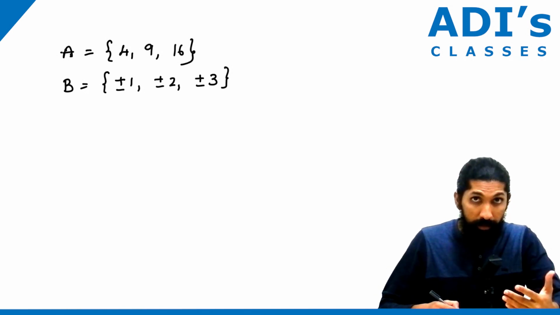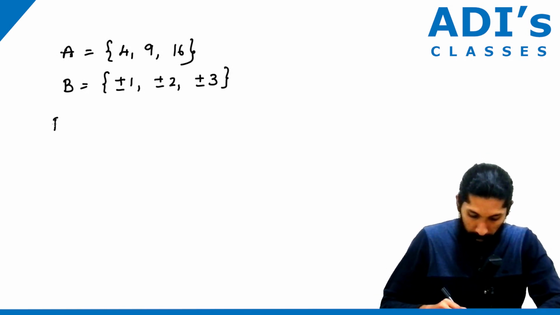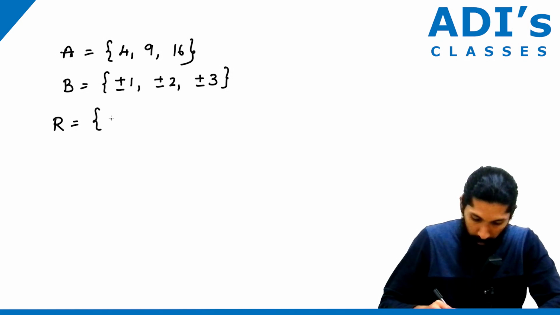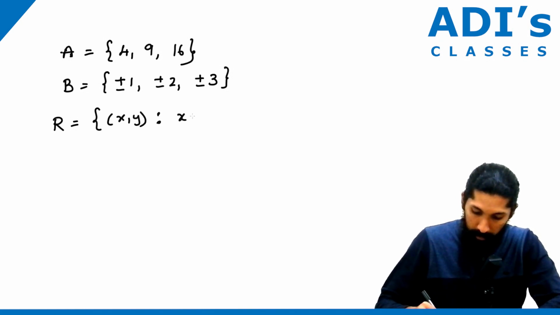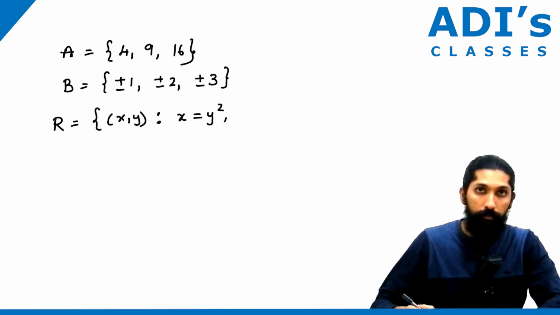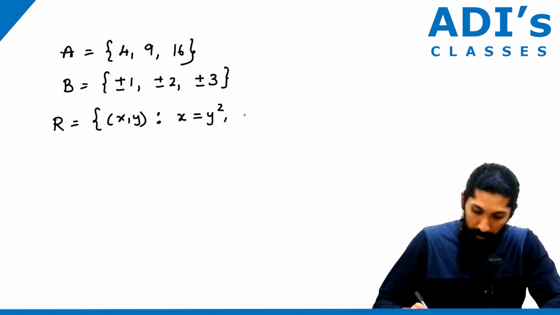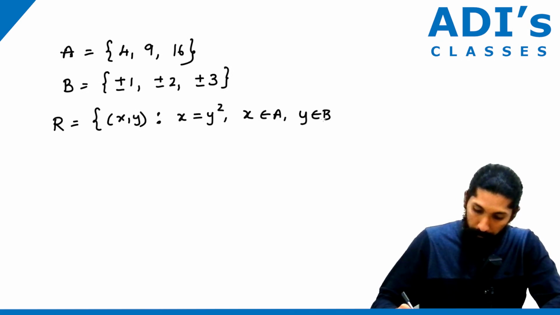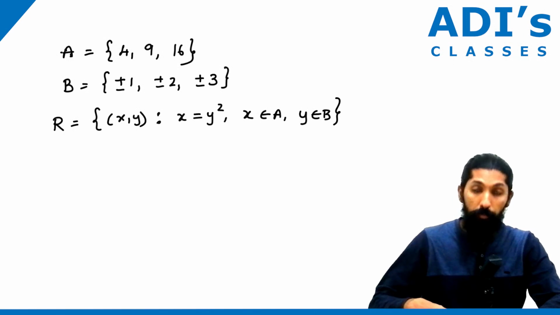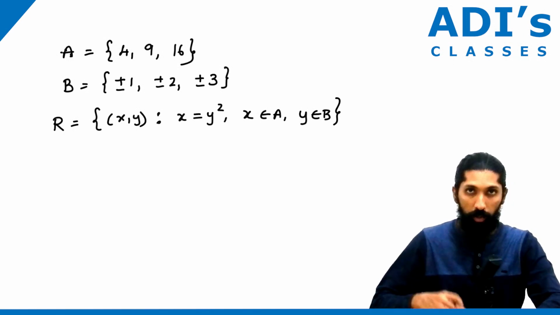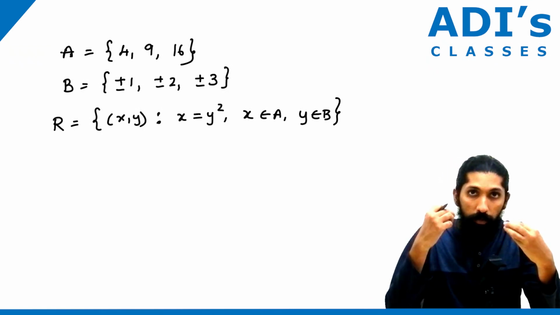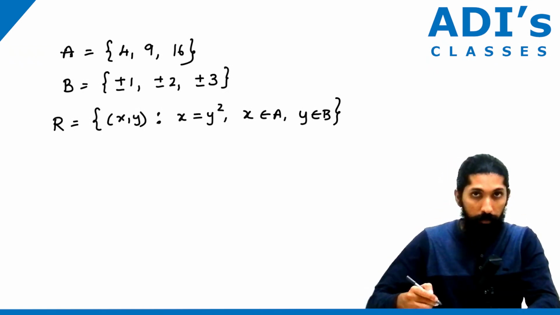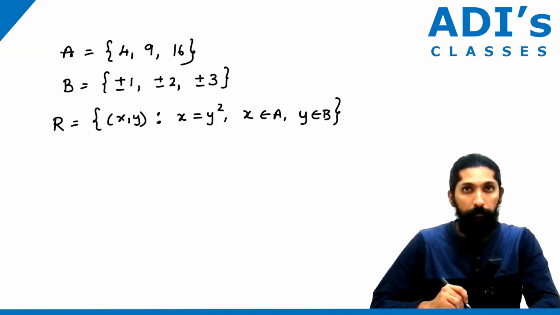Suppose I define a relation where my relation R is equal to (x, y) such that x is equal to y square, and x belongs to A and y belongs to B. Suppose this is my relation. Okay, this is the set, this is the relation. Now, how do we represent it? This method, whatever I have written, is the set builder form, correct?